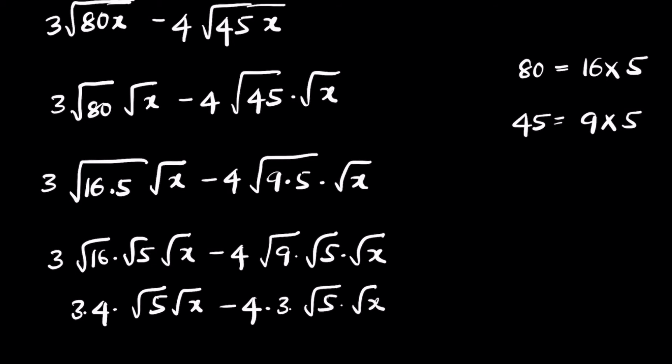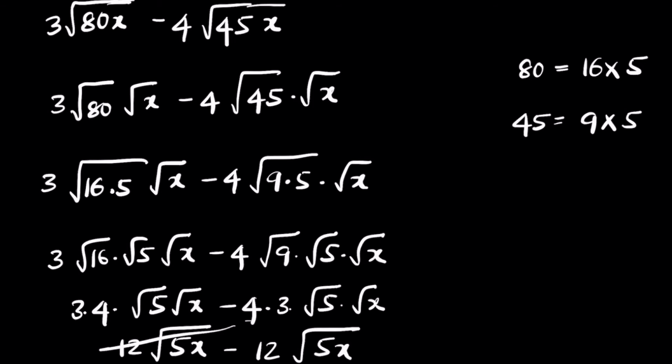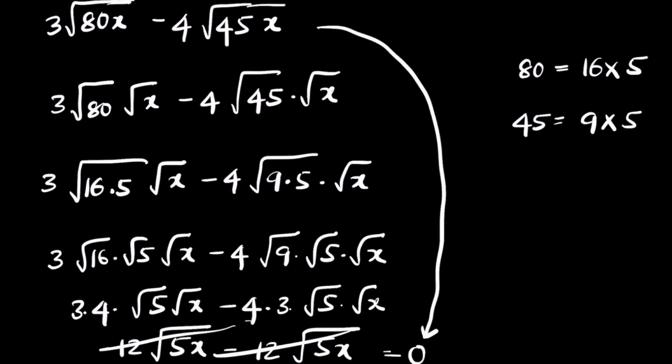Now simplify the value, so you get 12 times, notice that we cannot further simplify root 5 and we can also not further simplify x. So write it as a single value, so root 5x minus, so 4 times 3 again, 12 times root 5x. Notice that both are the same values, so you can cancel each other, with the final value becoming 0. So the final answer for this problem is 0. So this is how you can simplify roots.